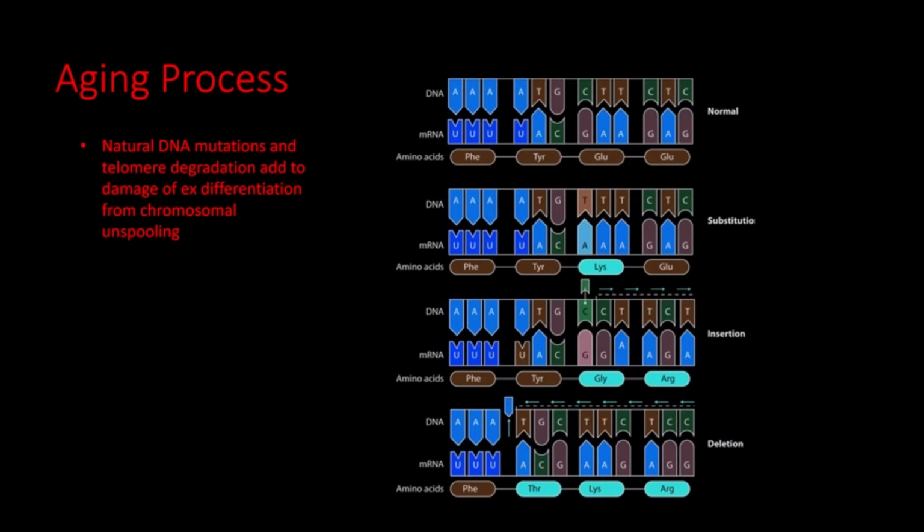Or you have DNA damage from the sun, or different compounds in the food you eat, or inflammation. There are a variety of things that can result in these different mutations that can exacerbate the chromosomal unspooling and ultimately cell differentiation. The other thing that I wanted to mention was telomere degradation.